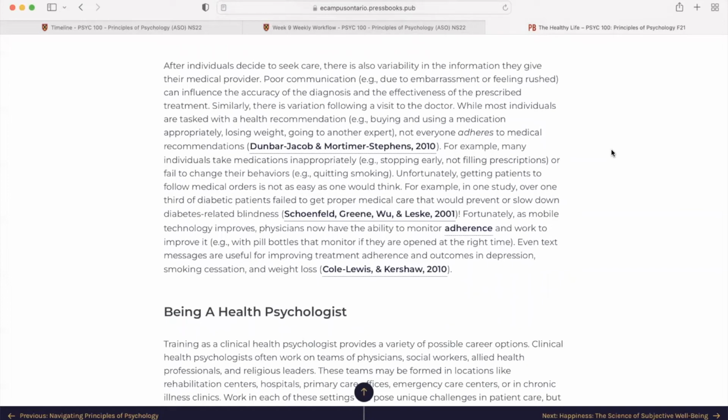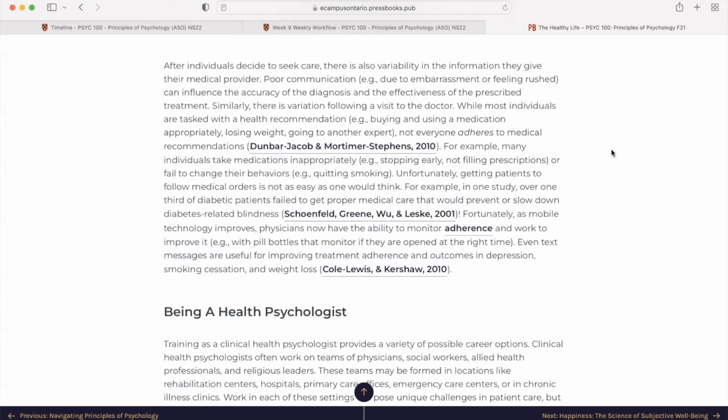Similarly, there is variation following a visit to the doctor. While most individuals are tasked with a health recommendation, for example, buying and using a medication appropriately, losing weight, or going to another expert, not everyone adheres to medical recommendations. For example, many individuals take medications inappropriately or fail to change their behaviors. Unfortunately, getting patients to follow medical orders is not as easy as one would think.